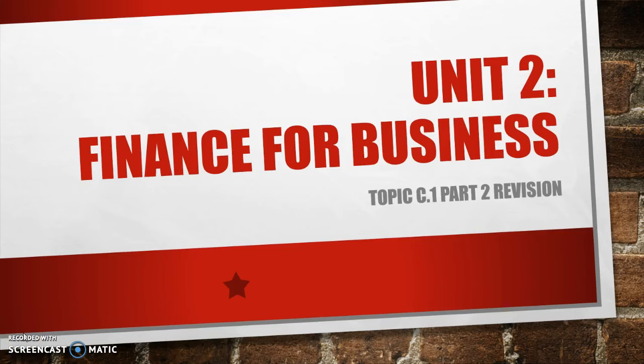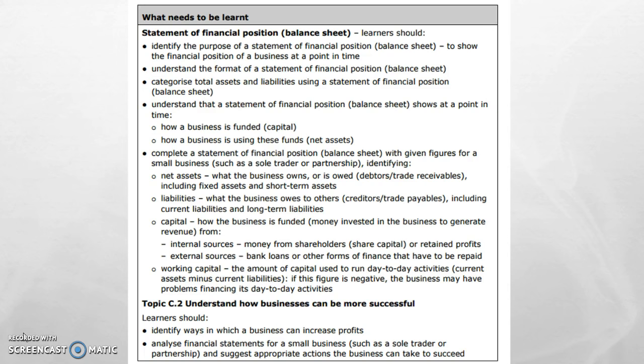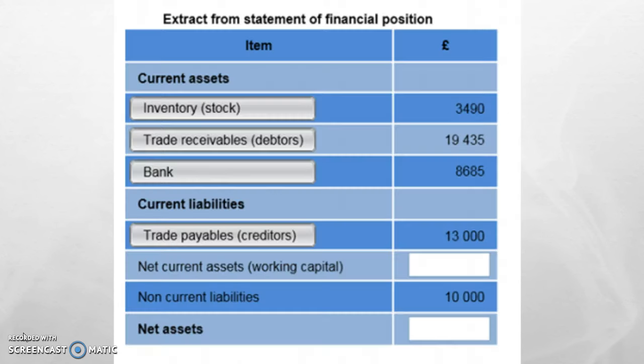This is a quick look at what you need to learn for topic C.1, and it is thinking about the balance of financial position or balance sheet. So we need to be looking at the purpose of it, understanding how it's laid out, and understanding what's in the balance sheet predominantly. So if we just crack on, these are 3 extracts from the exam.